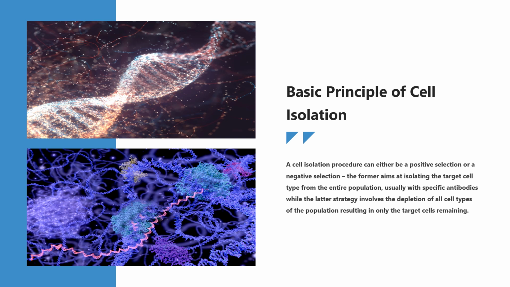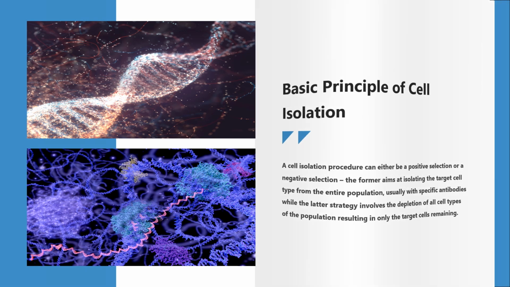A cell isolation procedure can either be a positive selection or a negative selection. The former aims at isolating the target cell type from the entire population, usually with specific antibodies, while the latter strategy involves the depletion of all cell types of the population, resulting in only the target cells remaining. Both types of isolation methods have their advantages and disadvantages.